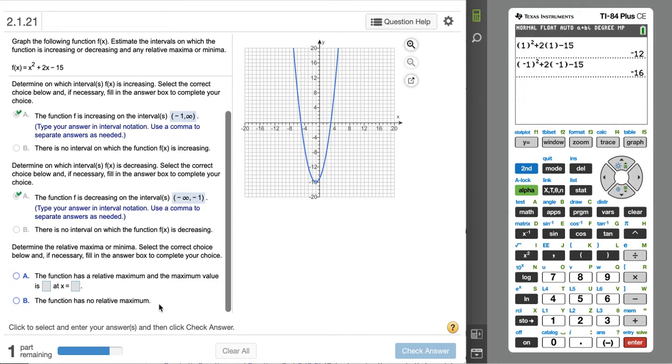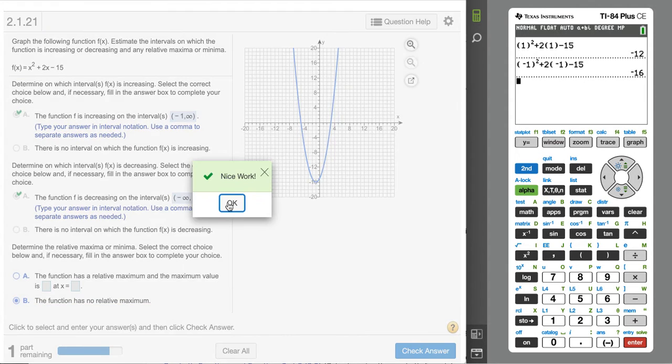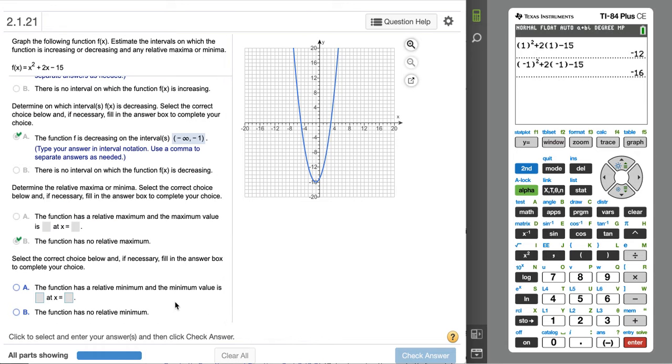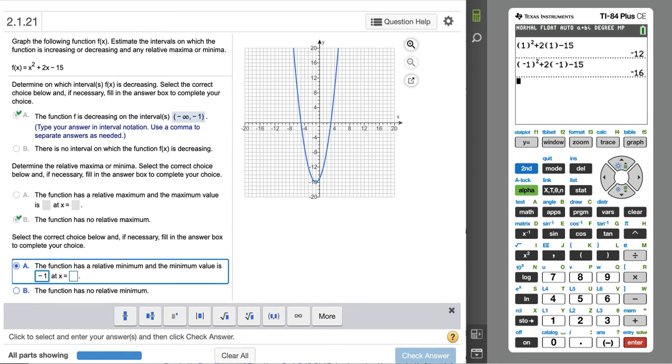And then it asks us to determine the relative maxima or minima. So the maximum value, there isn't one. You can see that this is going on forever to infinity, so there's no relative max. And then it asks for the relative minimum. Well, the minimum is this value right here. So the minimum is negative 16, and it occurs when x is negative 1.